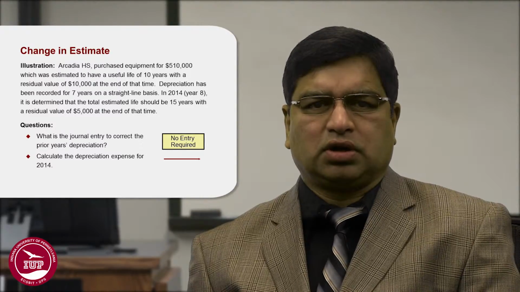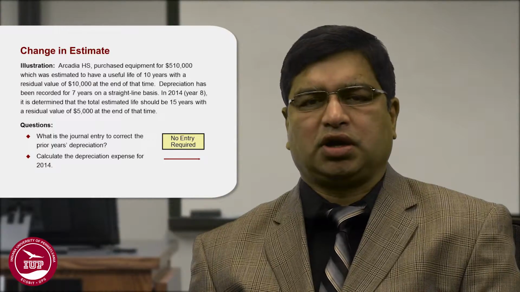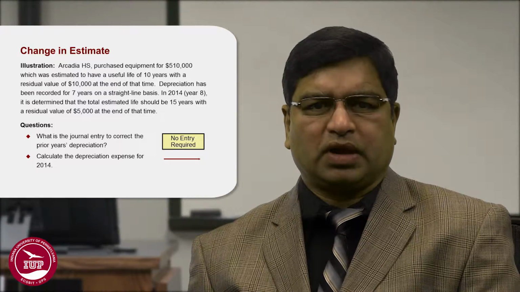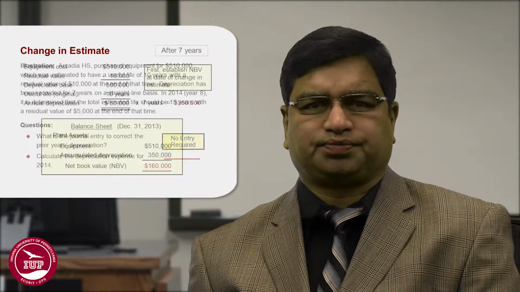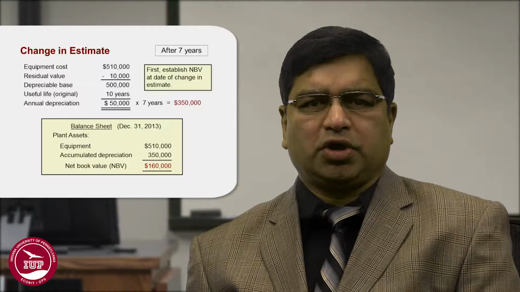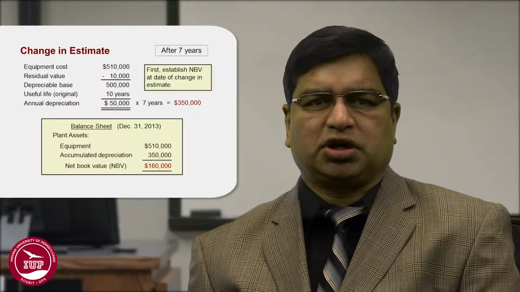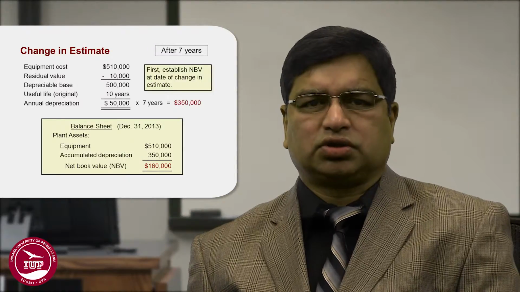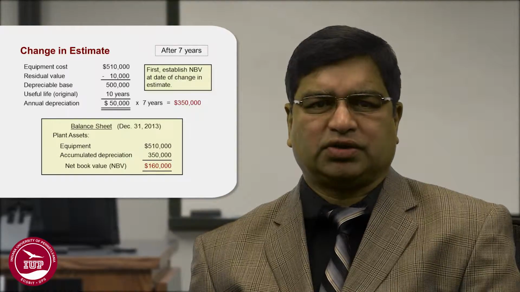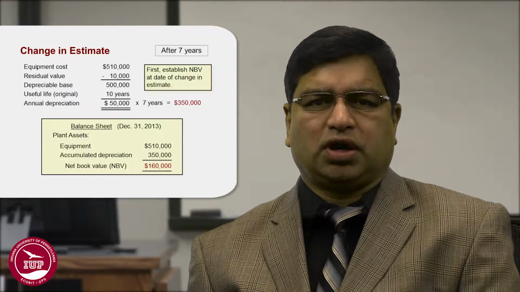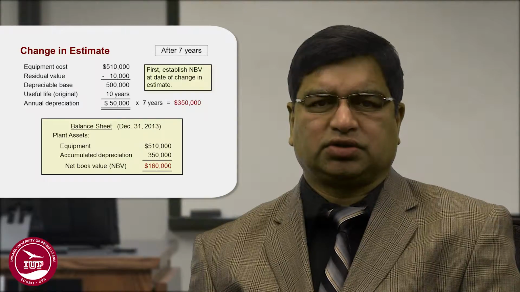As far as correcting any prior year's depreciation, no entry is required. We do not make any adjustment to the prior year. Then what we do is we calculate the depreciation for the current year. So equipment cost originally was $510,000. Depreciable base was $500,000. So the 7-year straight line depreciation was 50,000 times 7, for $350,000. Net book value as on December 31st, 2013 is therefore $160,000.